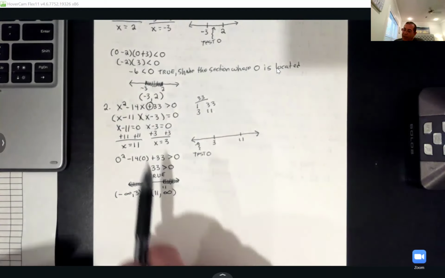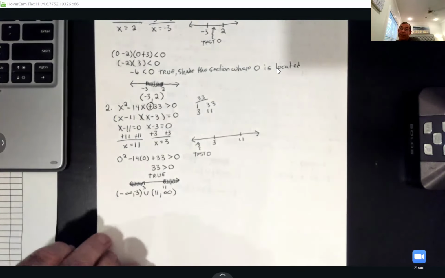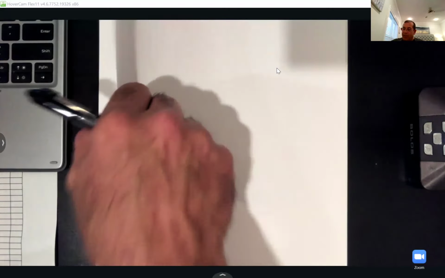And I'll tell you, the trick is they're just going to change up these polynomials each time and make us do a little bit more work each time on them, okay? All right, so what's next? Number 3.